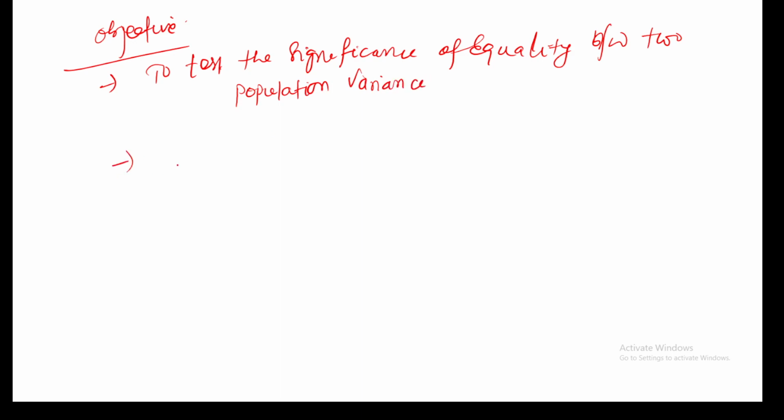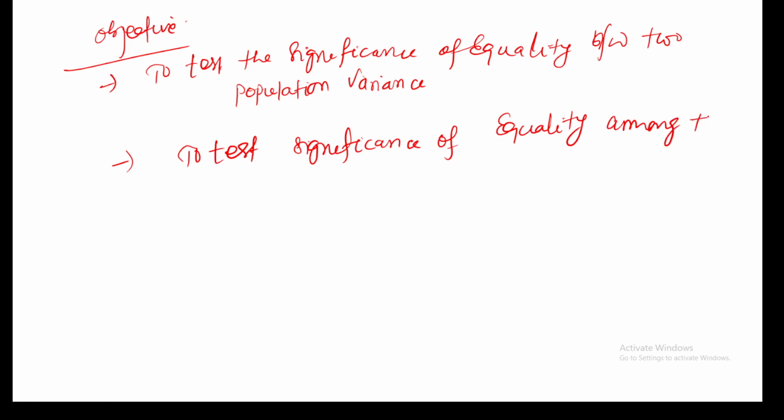Second will be to test among three or more means. Anyway, when we say F test, we have to think about only the variance, but it will come in some different words. We'll do one question based upon this.